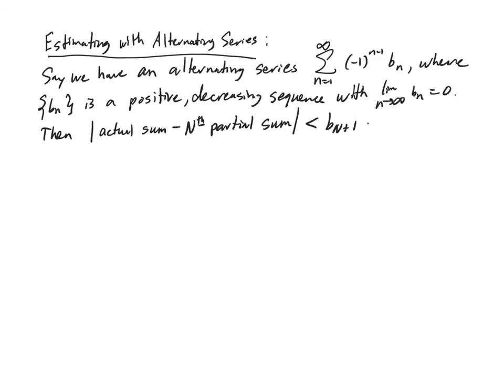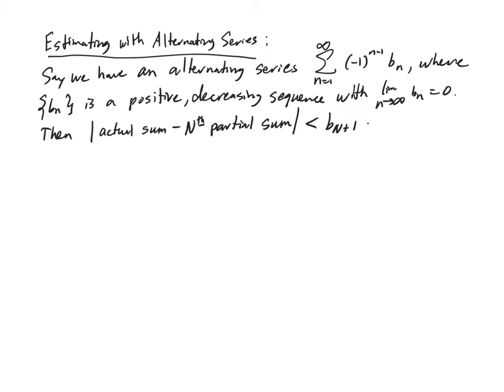One of the nice things about alternating series is that they're actually very easy to estimate. Let's suppose we have an alternating series that converges by the alternating series test. What this result says is that the actual sum of the series minus the Nth partial sum, which is how we often like to estimate series, has an error that is less than the magnitude of the (N+1)st term. So we just need to look at the next term, and therefore we can compute very easily what that error is going to be.